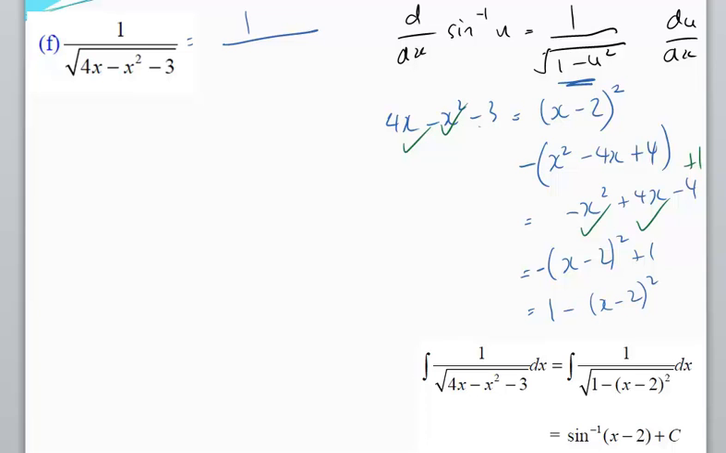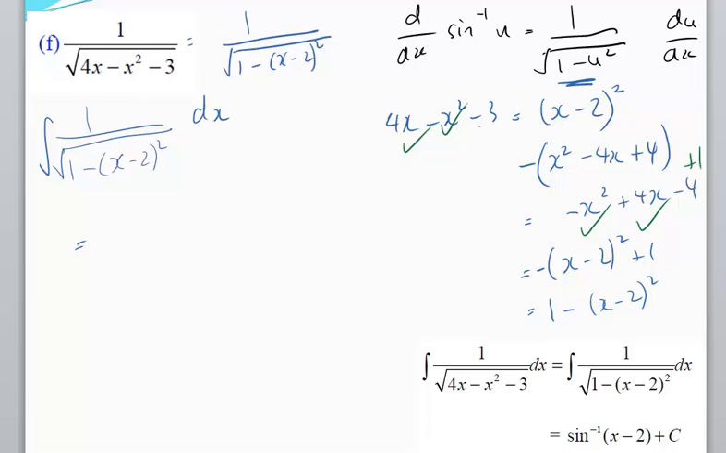So we have 1 on the square root of 1 minus x minus 2 all squared. If we integrate this, again we can see our u is x minus 2, du on dx is just going to be equal to 1, so we can just work straight through with this, and it's going to be our inverse sine of our u, which is x minus 2, plus our constant c.